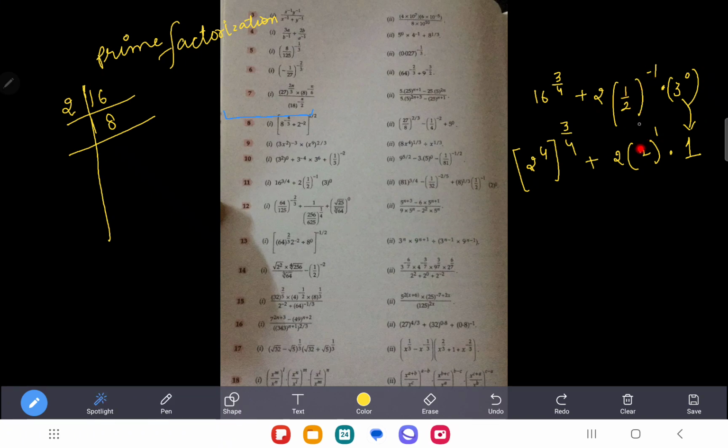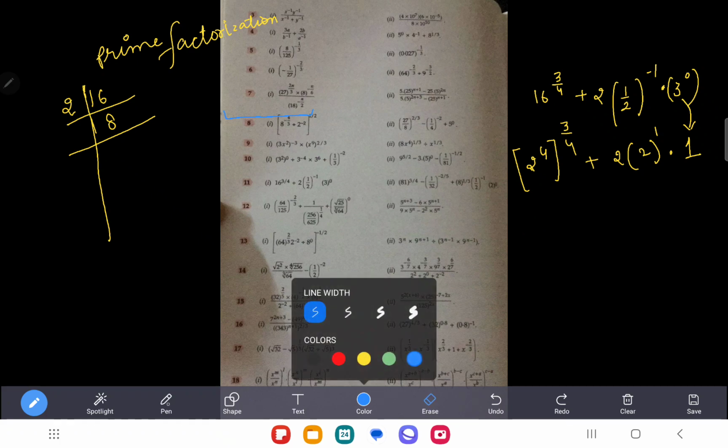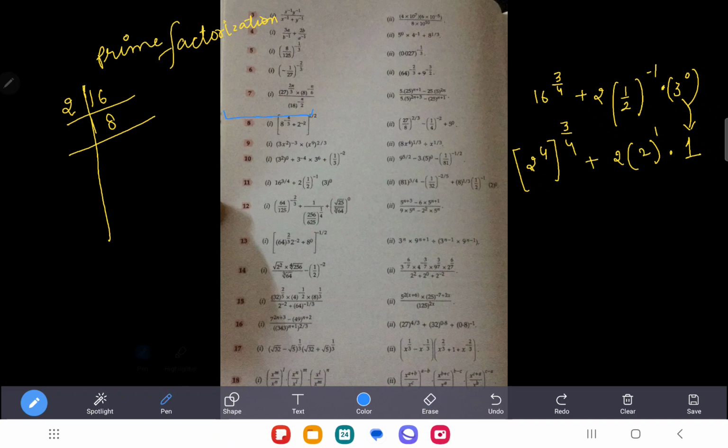Am I right there? Yeah. Now what am I supposed to do? Just multiply the powers. Tell me. For the first part, you do 2 to the power 3, which is going to be 2 times 2 is 4, times 2 is 8. So 2 to the power 3 is 8.